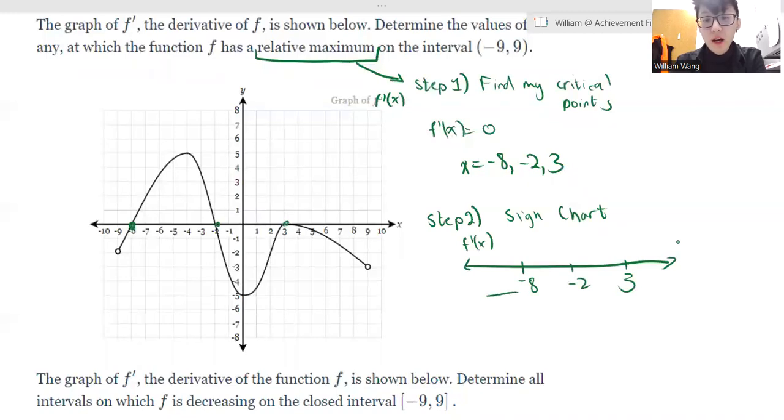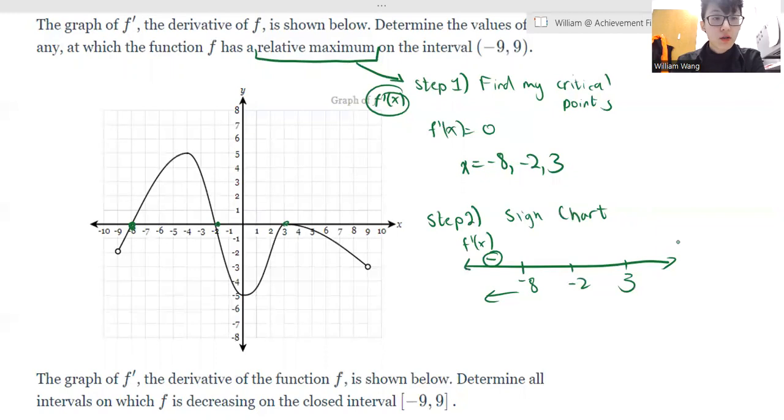Well, to the left of -8, you'll see my derivative here. Well, it has negative y values, right? These values here, they're all negative. They're below the x-axis. They're all negative. My derivative is negative. So I'm going to label this part as negative.